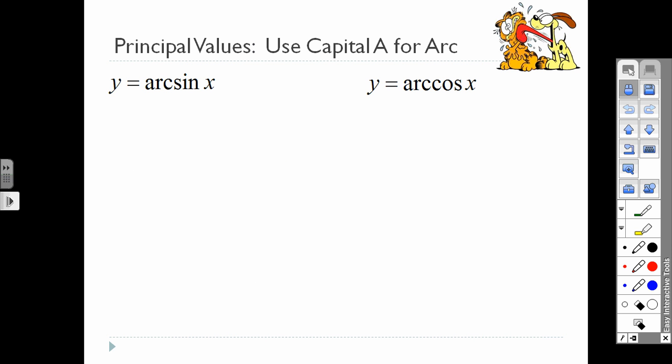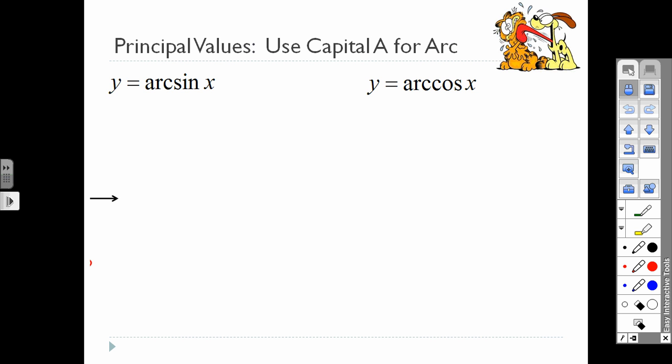So those specific answers that you're going to get are called the principal values when you solve for your inverse sine or cosine. And the way that we're going to distinguish between the principal values versus every value is we're going to use a capital A for arc. If you look here, we had a lowercase a from the last section, and that meant that we had to get every possible solution and put our answer in set builder notation. But when we want one specific answer, we're going to be using the capital A for arc.